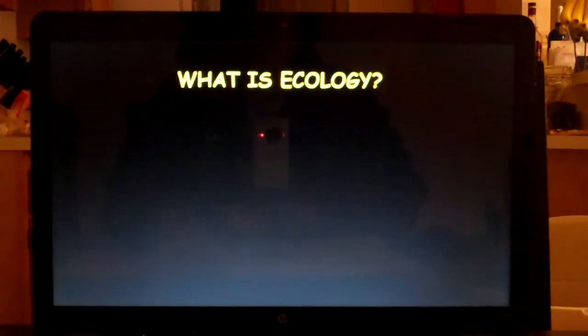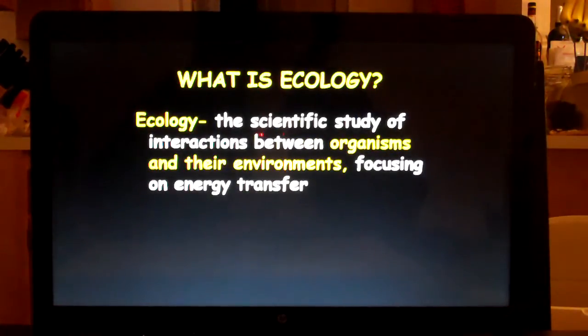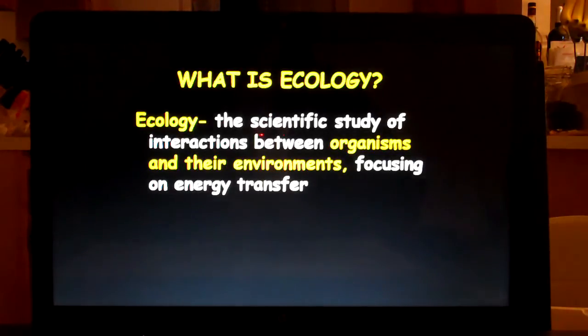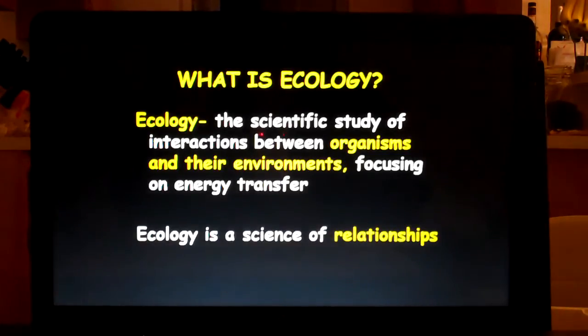Okay, so what is ecology actually? Ecology is the scientific study of the interactions between organisms and their environment, focusing on energy transfer. So we're looking at exactly what is being transferred. So does a consumer eat the producer? And how much energy is transferred from the producer? So the producer is going to get all the energy from the sun, and only 10% of that energy is going to transfer to the primary consumer, and only tenfold of that energy is going to transfer to the secondary consumer. So ecology is a science of relationships.